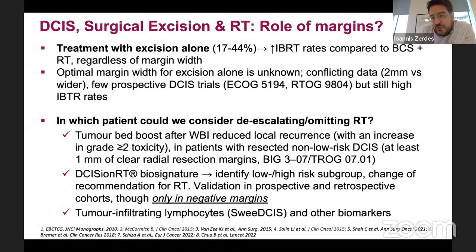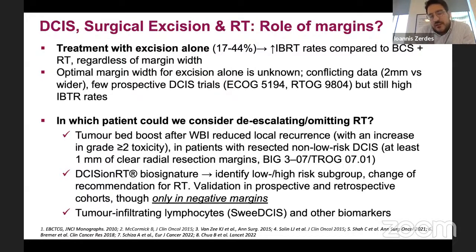When it comes to treatment with excision alone for DCIS without radiation treatment, the recurrence rates are higher compared to combination with radiation treatment, regardless of margin width, as we have seen. But here, it is still debatable what the optimal margin is for excision alone, meaning that there are other prospective studies that have evaluated larger and wider surgical margins. Still high ipsilateral breast cancer tumor recurrence rates.